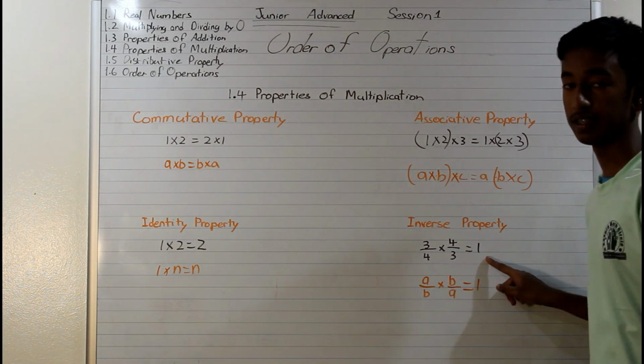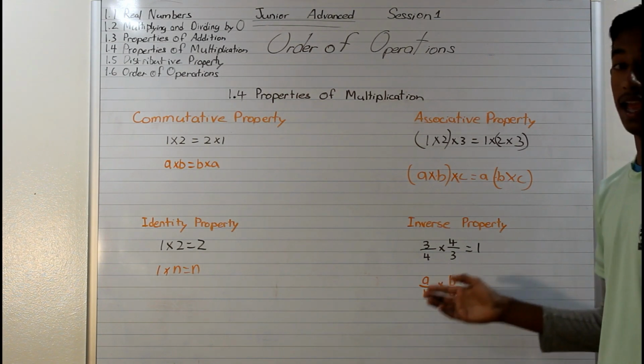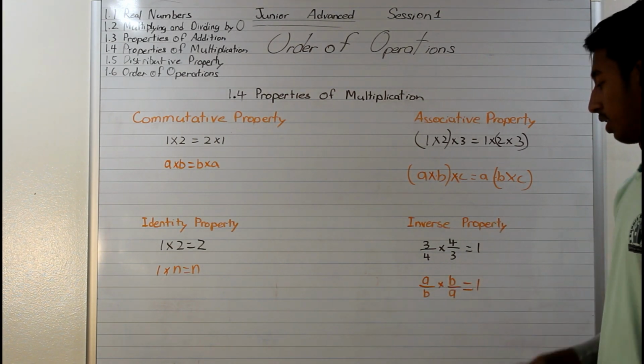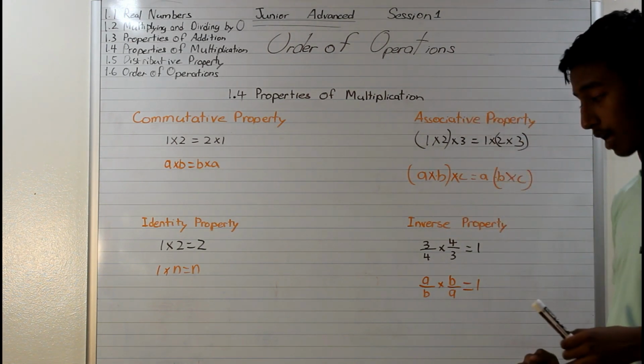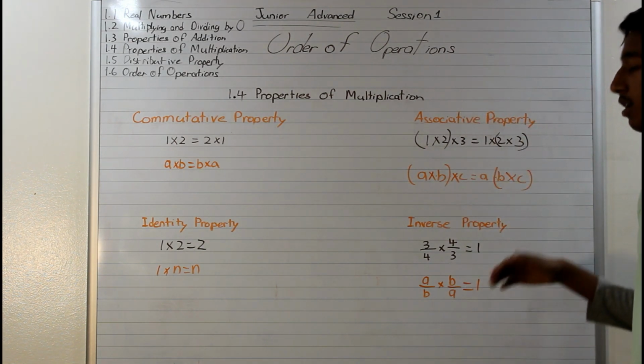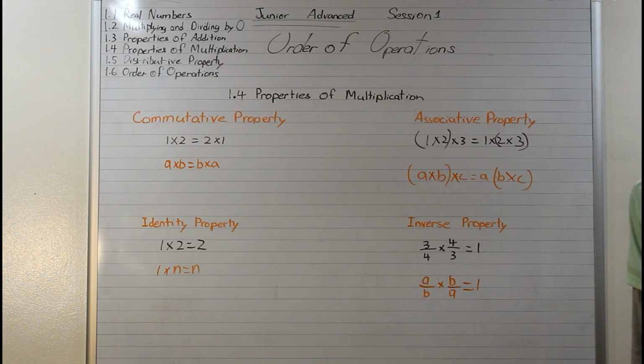And when you multiply them together, you get 1. A over b, the original fraction, times its reciprocal. When you flip around, b becomes the top and a becomes the bottom. B over a is 1, no matter what.